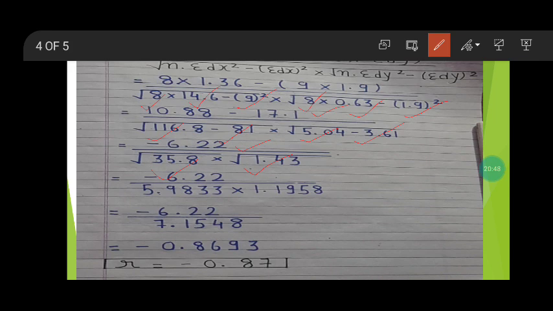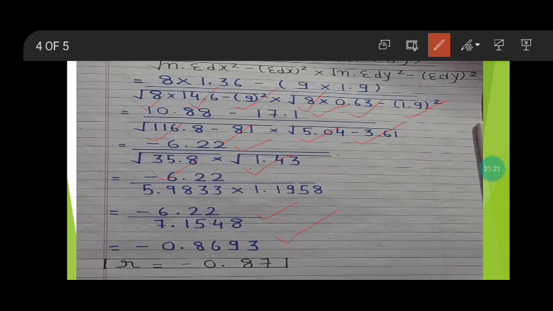Now what's going to be the next step? Next step is we have to write minus 6.22 as it is. Then we have to do 5.9833 into 1.1958. So we will get 7.1548. Then we have to do minus 6.22 divided by 7.1548. So we will get the value as minus 0.8693. Now we have to take it up to 2 digits.